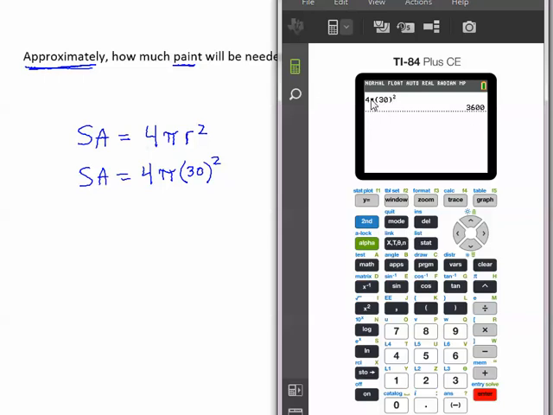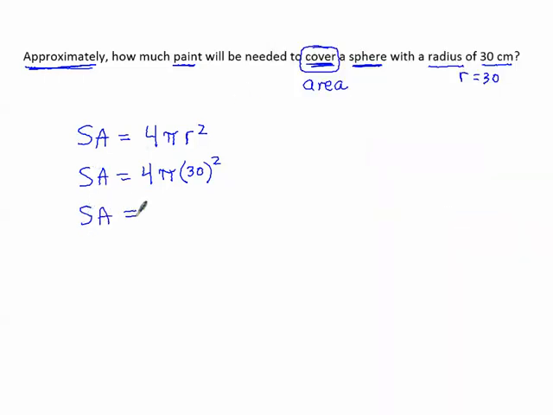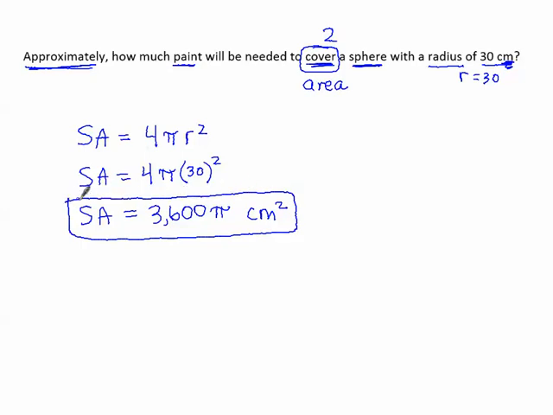3,600. But notice I didn't type the pi, so when I write my answer, the surface area is exactly 3,600 times pi. Now I look for the units, centimeters. Because this is area, and area is 2 dimensions, I'm going to write centimeters squared. Now this is an excellent answer. This answer is an exact answer.